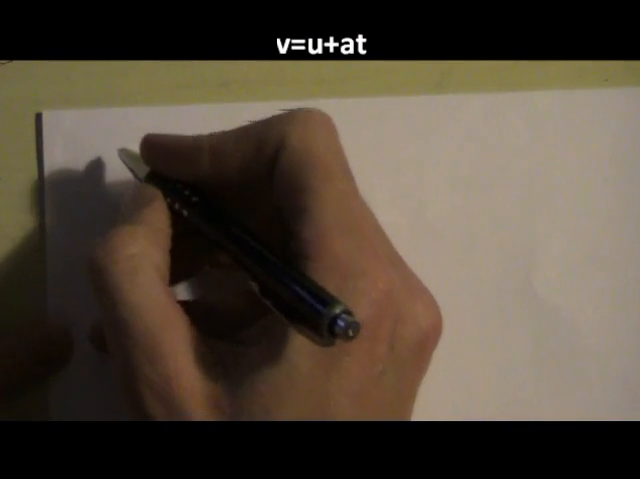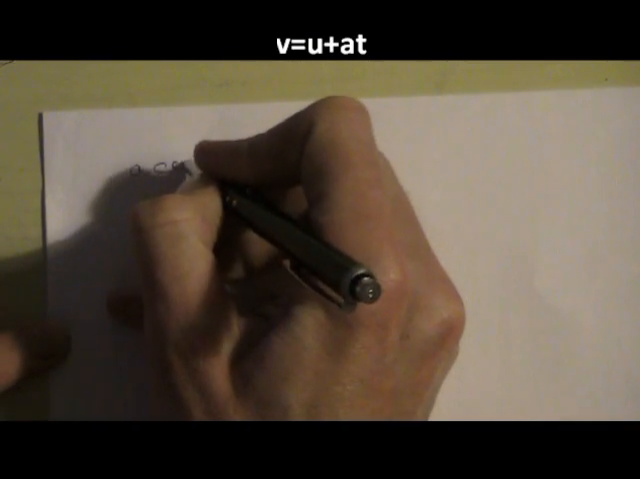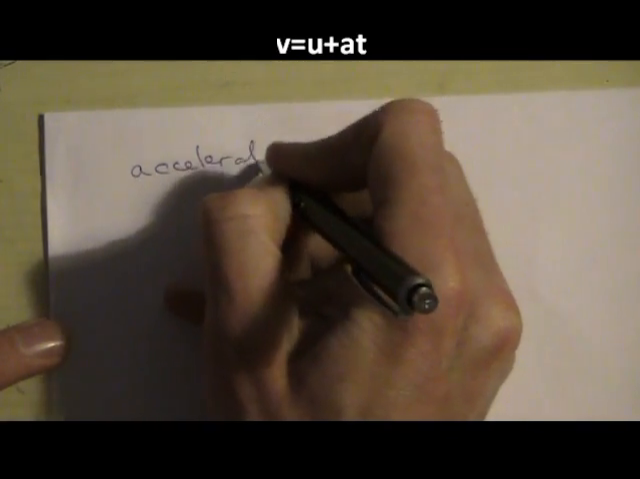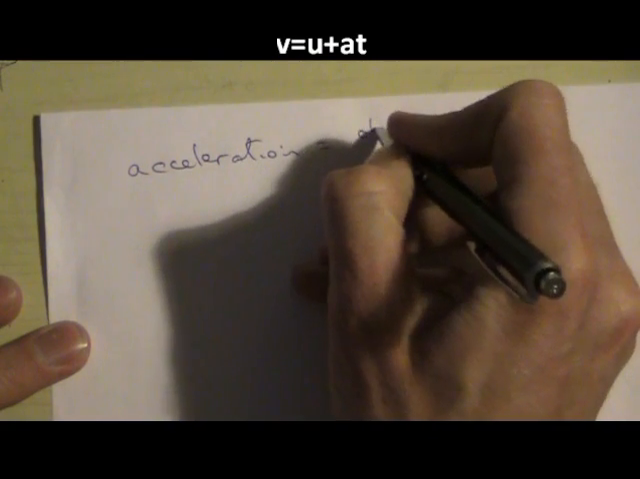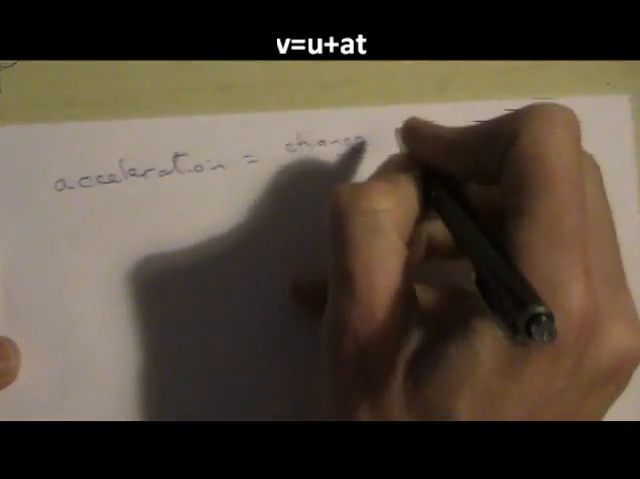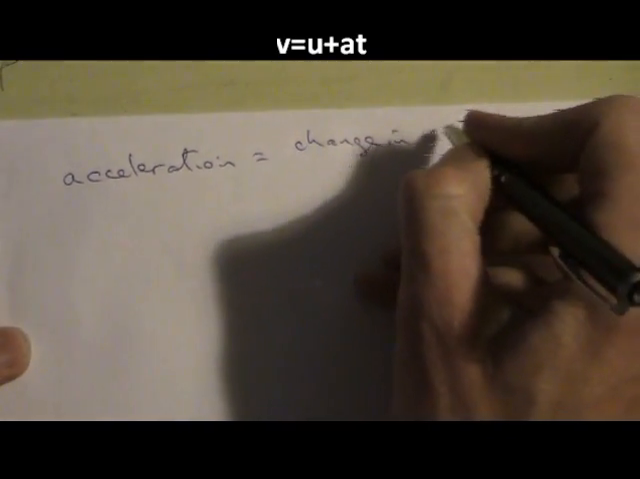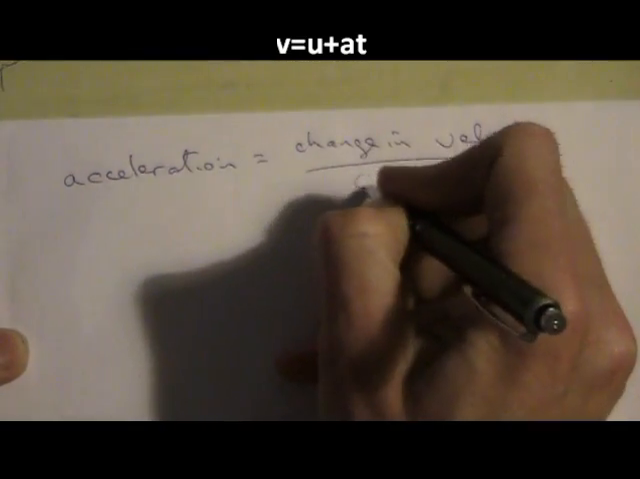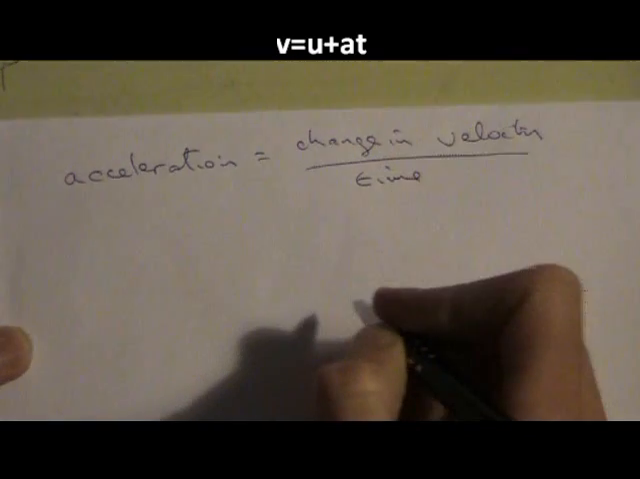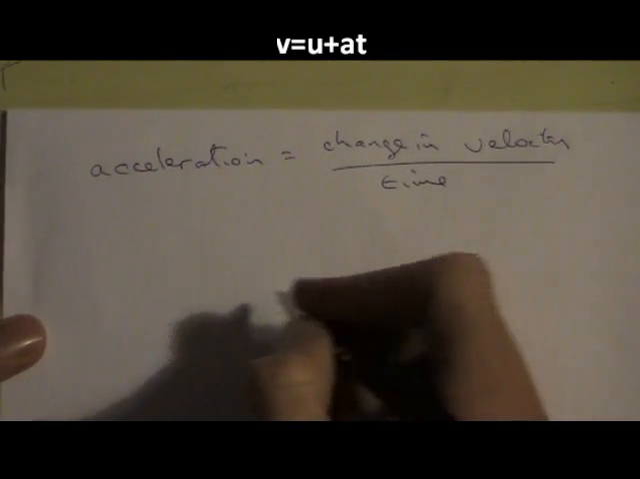Okay, first equation. Acceleration. The Junior Cert definition for acceleration is change in velocity divided by time, change in velocity divided by time taken.